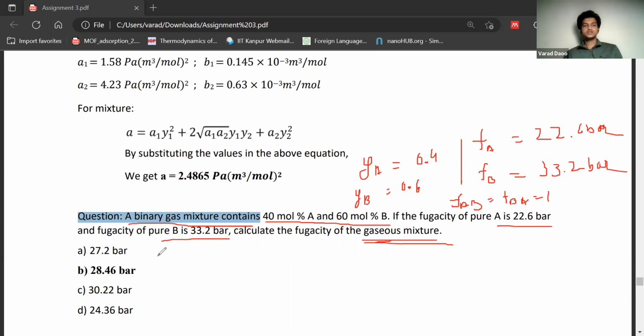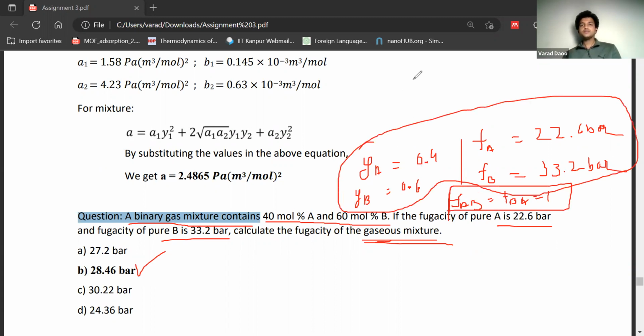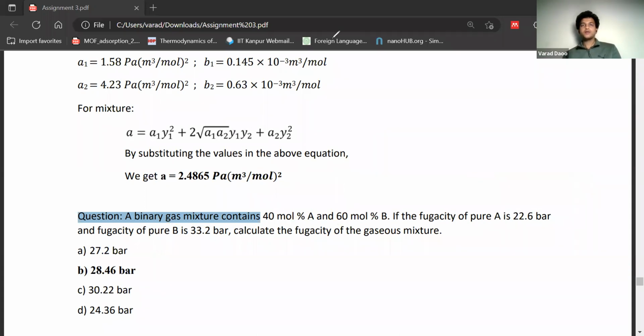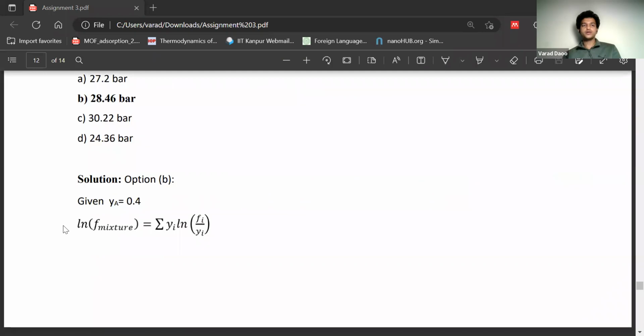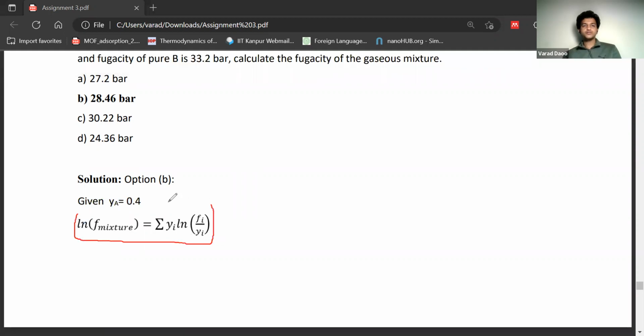The correct answer is option B. This is straight away a formula-based question. If you remember the relation, all the information has been given and you just put in the values. For those of you who don't know, this is the expression by which we can calculate the fugacity of the mixture.